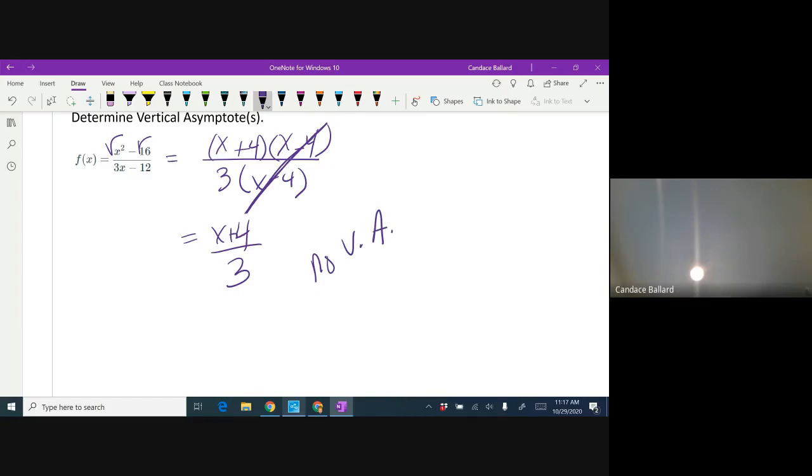Okay. All right. So Noelle is asking why. There is no variable left in the denominator. So there's no variable in the denominator because we take whatever's left behind in the denominator and set it equal to 0.